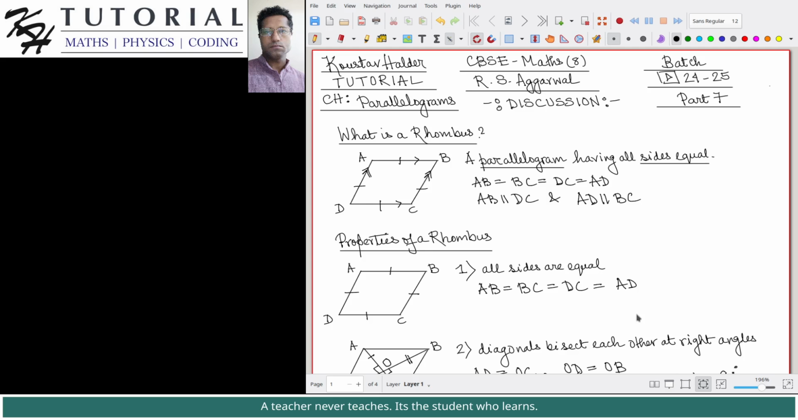The 2 other figures that are left to be discussed are trapezium, isosceles trapezium and kite, which I will do in the next 2 subsequent videos, and then I will solve the problems of 2 exercises given in the textbook of author RS Aggarwal.